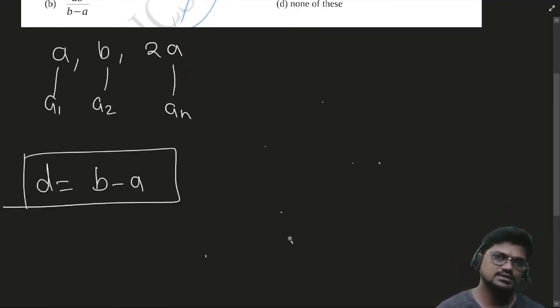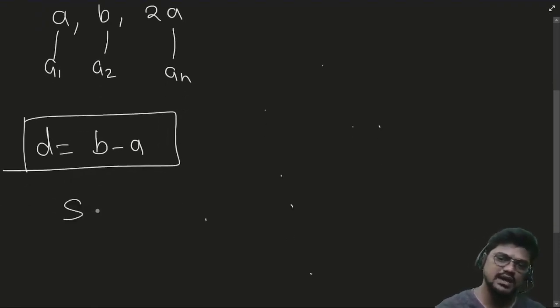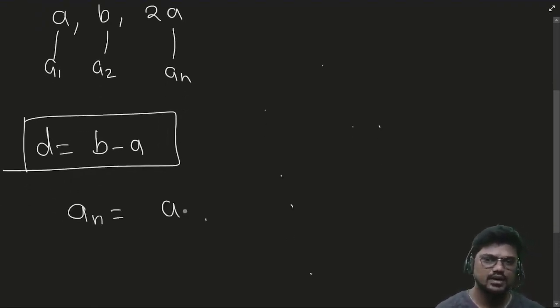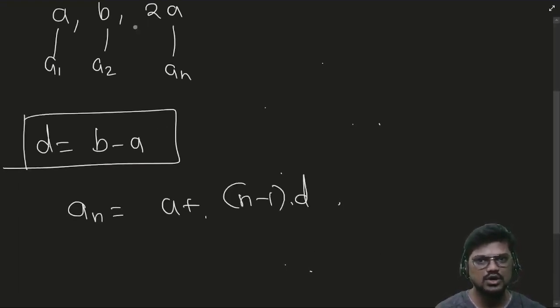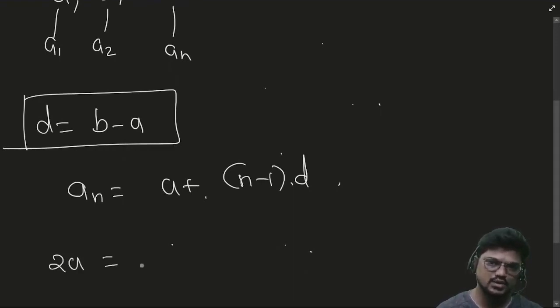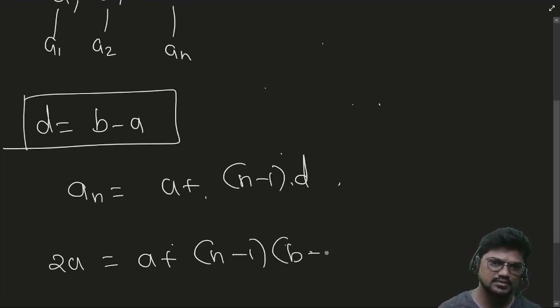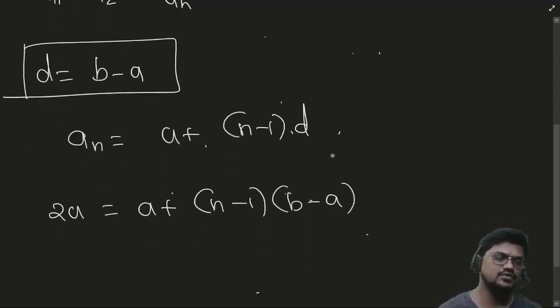And the nth term is given by what? A plus n minus 1 into D. But the nth term is how much? 2A. So 2A is equal to A plus n minus 1, and the difference is B minus A. So using this, we can find the value of n.